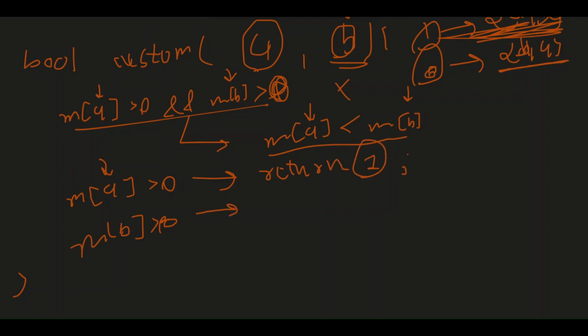But if only element B is present in AR2, but my element A is not present in AR2, then what will I do? I will simply return 0 because I have to swap that element.